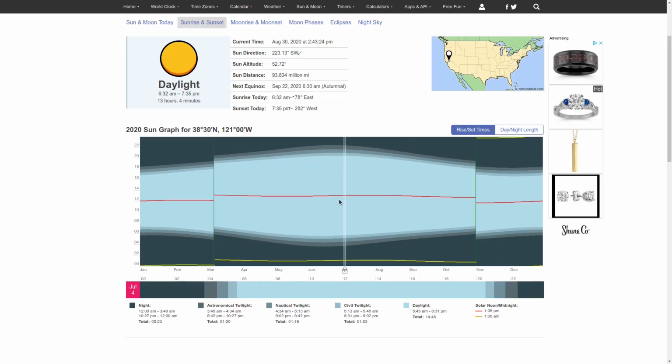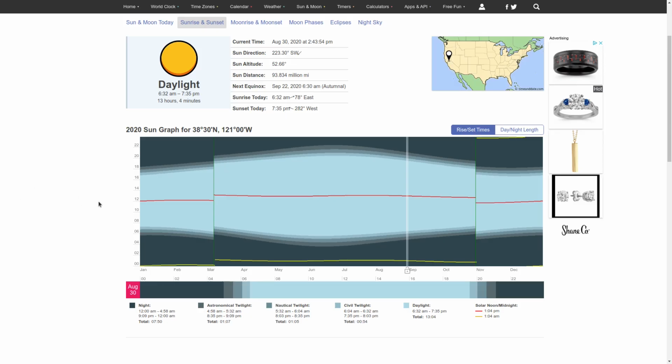So around the time of the summer solstice, June 21st, you can see that day length for us is, right down here, 14 hours and 51 minutes on the longest day of the year. And on the shortest day of the year, December 21st, we get 9.5 hours of daylight.